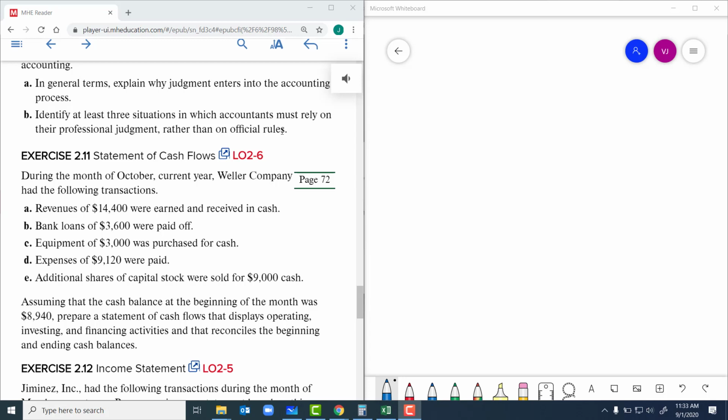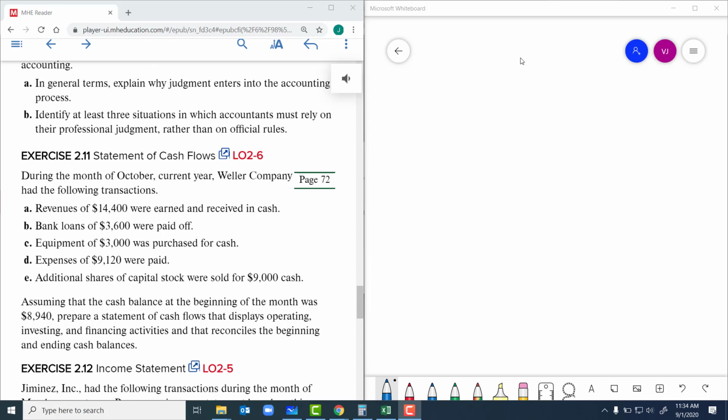So with this one, for exercise 2.11, it says during the month of October of the current year, Weller Company had the following transactions. Revenues of $14,400 were earned and received in cash. Bank loans of $3,600 are paid off. Equipment of $3,000 was purchased for cash. Expenses of $9,120 were paid. And additional shares of capital stock were sold for $9,000 cash. Assuming that the cash balance at the beginning of the month was $8,940, prepare a statement of cash flows that displays operating, investing, and financing activities and that reconciles the beginning and ending cash balances.